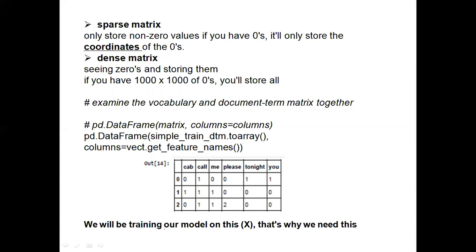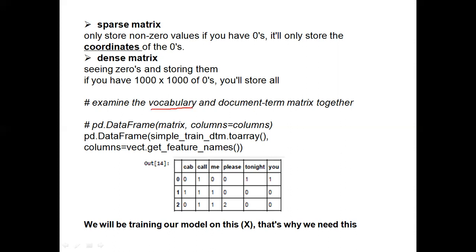And that model you can use to predict the class of a new query. Again, the new query you need to convert into the document term matrix, or the vector, because a query will have only a single document. So here is the syntax to examine your vocabulary and document term matrix together. Your vocabulary has the word labels, and the document term matrix has the frequency count of the words.